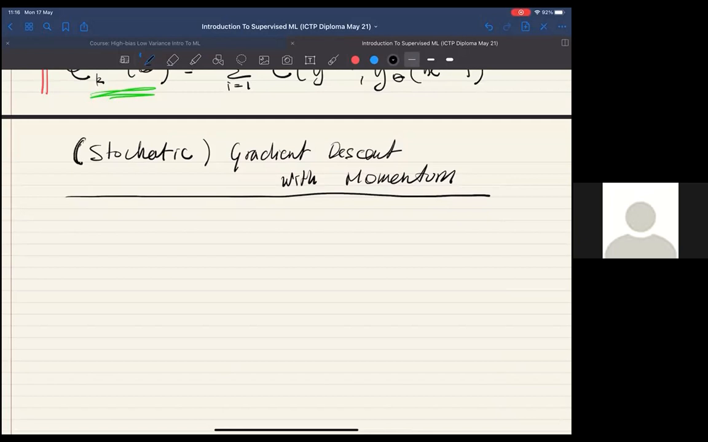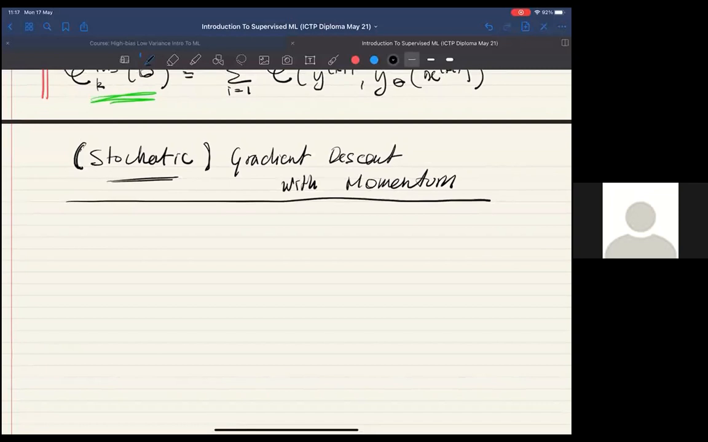All right, and here I put the stochastic in parentheses because this idea of momentum that we will discuss now, you can apply it to the plain gradient descent, or you can also use it in the stochastic gradient descent. So the notion of stochasticity here just means, if you keep the stochastic, that you are considering mini batches. If you don't keep the stochastic, you are considering the full gradient with respect to the whole data. Momentum, you can apply it in both cases. All right, so the algorithm looks like this.